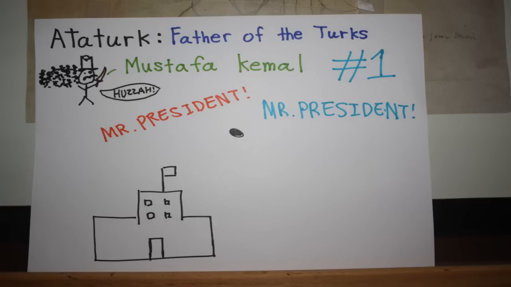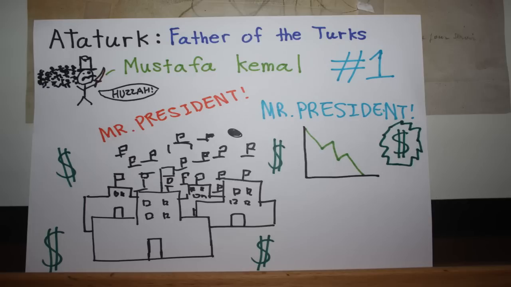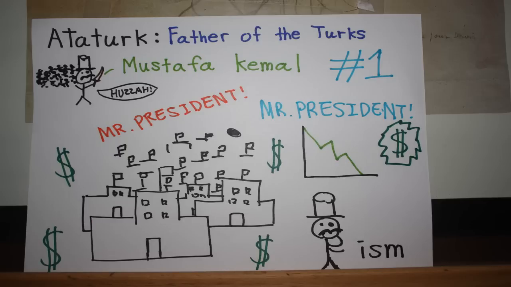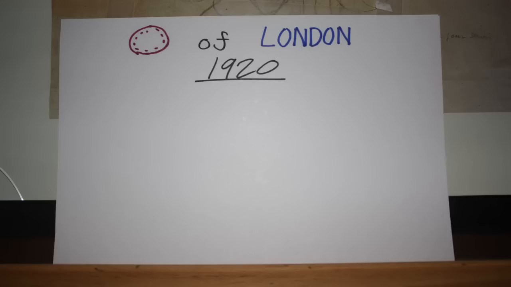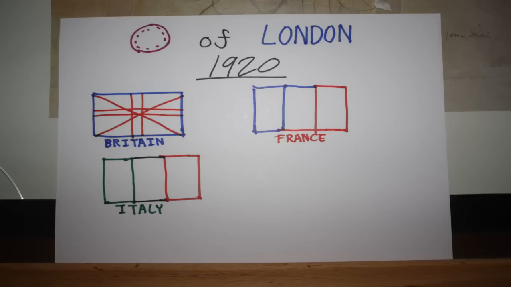Huzzah! Education was made free and compulsory by law, while he also built thousands of new schools and decreased taxation on the poor. The principles of his reform are known as Kemalism. However, there were some obstacles in his journey, and this all began with the Conference of London in 1920.